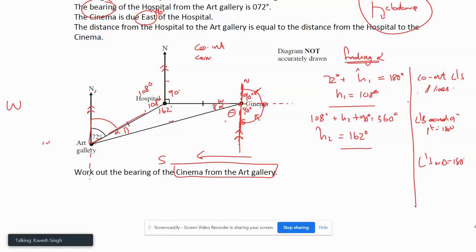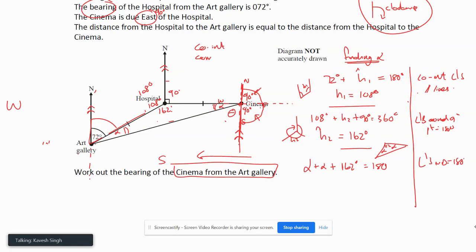And now we're going to get alpha. So alpha plus 162 in the triangle equals 180 degrees, which is that triangle over there. For the previous one, we had angles around a point. We had 3 lines here, and that's how we got to h2. And in the first one, we had the U shape. And that's how we got to h1.